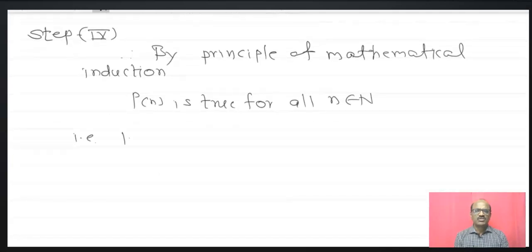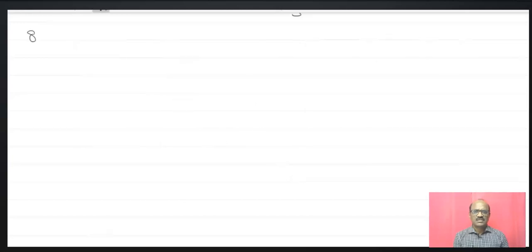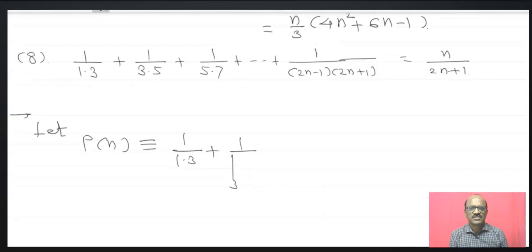for all n belonging to capital N, that is 1.3 plus 3.5 plus 5.7 plus dash dash to the nth term, that is equal to n upon 3 in bracket 4n square plus 6n minus 1. Now the example number 8, that is 1 upon 1.3 plus 1 upon 3.5 plus 1 upon 5.7 plus dash dash 1 upon 2n minus 1 into 2n plus 1 is equal to n upon 2n plus 1.